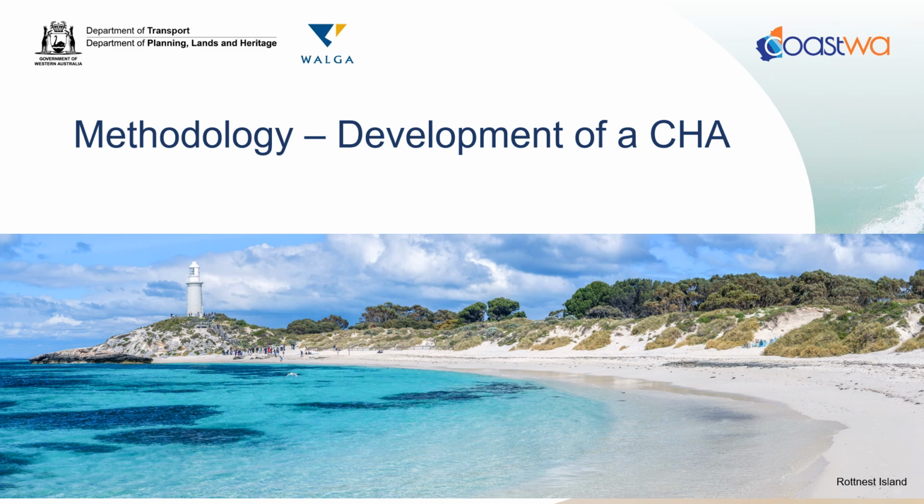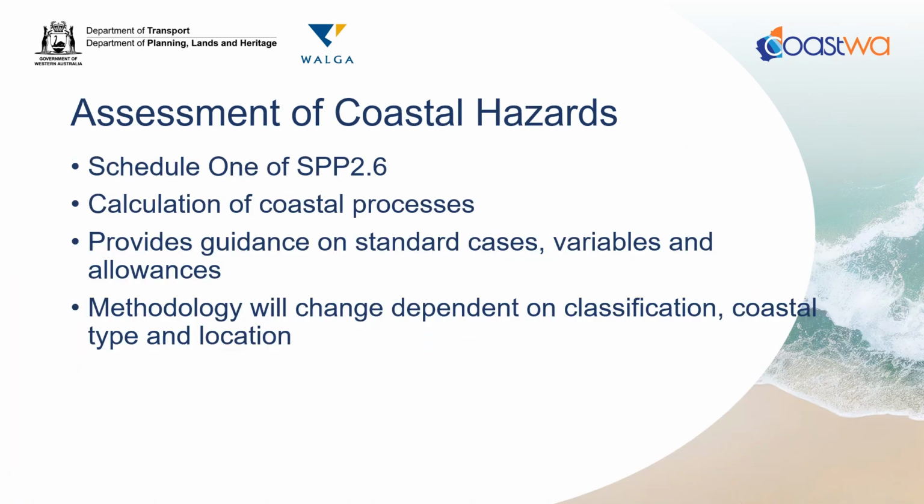So that presents the main outputs of a coastal hazard assessment. We're now going to step through a basic methodology in developing a coastal hazard assessment. Schedule 1 of SPP 2.6 provides a framework for calculation of the coastal processes and their coastal hazards. It provides guidance on the standard cases, variables, differences to these standard cases, and the allowances you need to consider. But the methodology of calculation of coastal hazard assessments will change depending on the classification of the coast, the coastal type, and your location, among other factors.